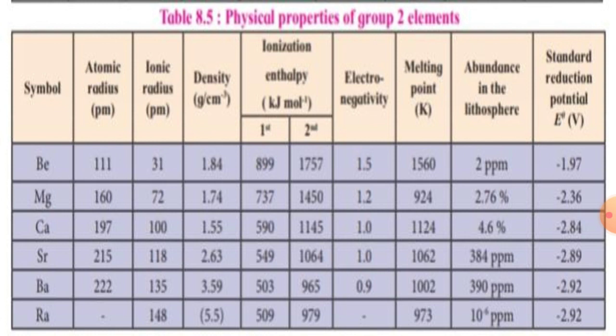Here, what is happening? The atomic number is increasing, so the number of shells is increasing down the group. As we move down the group, the number of shells increases because one element belongs to the second period, then the next belongs to the third period, then further the fourth period.